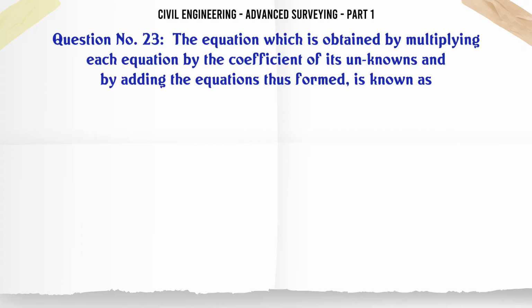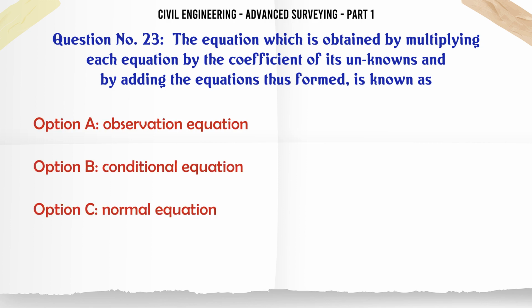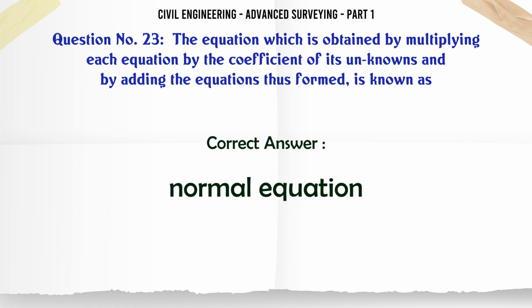The equation which is obtained by multiplying each equation by the coefficient of its unknowns and by adding the equations thus formed, is known as A. observation equation, B. conditional equation, C. normal equation, D. none of these. The correct answer is normal equation.